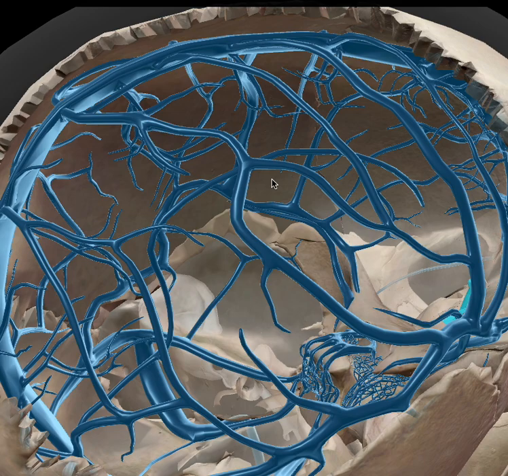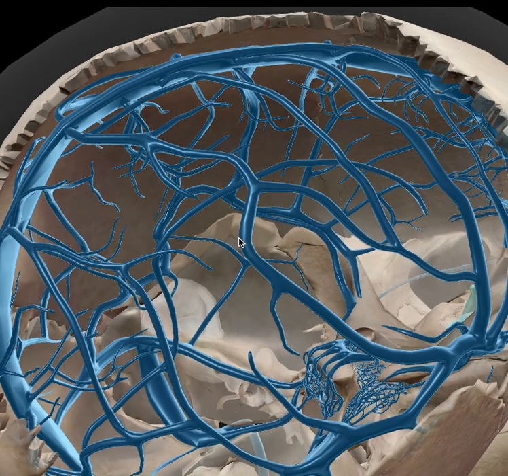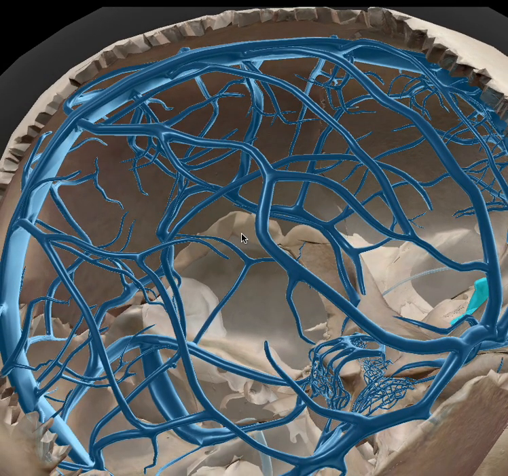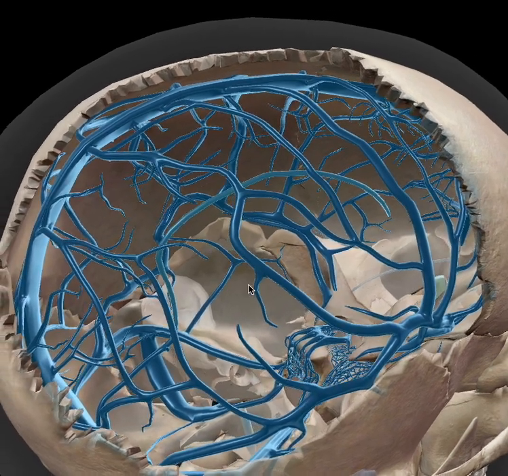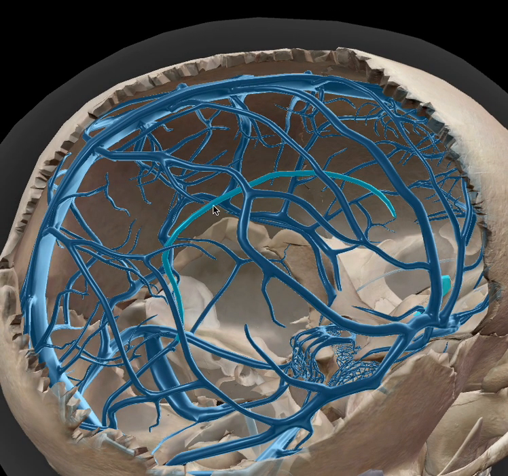Okay, some you can, some you can't. So this first one is a little bit lower, so it's more inferior, and it's running in the sagittal plane. So this one here is called the inferior sagittal sinus. Okay, inferior sagittal sinus, kind of running in that midline groove in the longitudinal fissure.